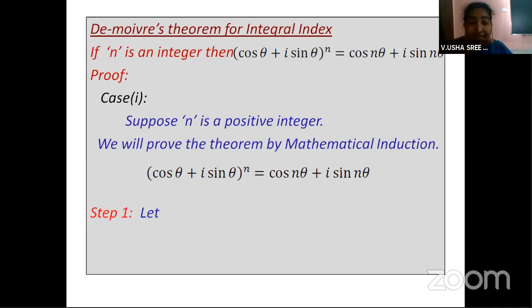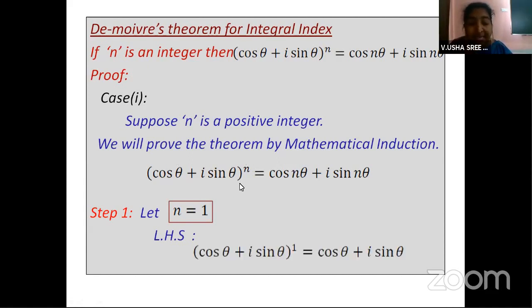My first step in this, as I said just now, mathematical induction includes 3 steps. So step 1, what we take is let n is equal to 1. When n is equal to 1, let us take the LHS part. LHS is just to substitute n is equal to 1 here on your left hand side. Then (cos theta plus i sin theta) whole power 1 you will be getting. Isn't it? So base is (cos theta plus i sin theta) whole power 1. So it is nothing but cos theta plus i sin theta.